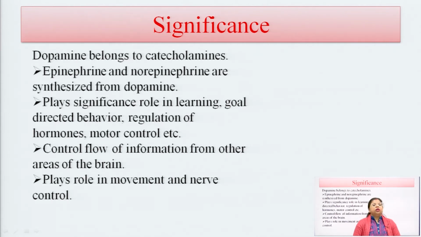So dopamine can also control movement and nerve control, because dopamine is present in the brain, and it can control nerve movement and nerve formation. So dopamine is very important. It has a very important characteristic in the formation of other neurotransmitters like adrenaline and noradrenaline.